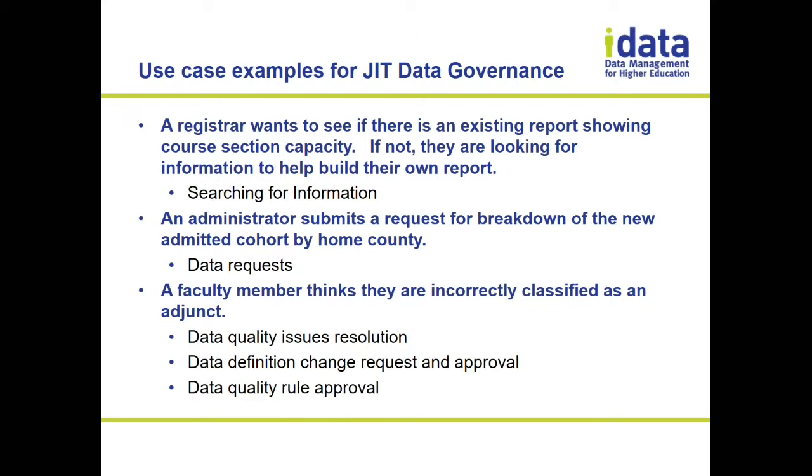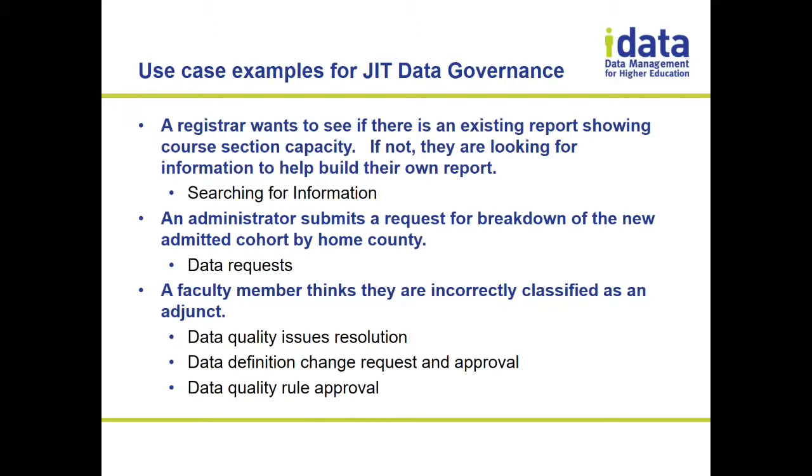And lastly, there's a whole bunch of outcomes of this. Say a faculty member thinks they are incorrectly classified as an adjunct. Right? Maybe that doesn't happen. Maybe it's very straightforward for people. But at this point, what do they do? So one thing is that they may report a data quality issue, right? I'm incorrectly classified, so someone needs to fix me in the data system.